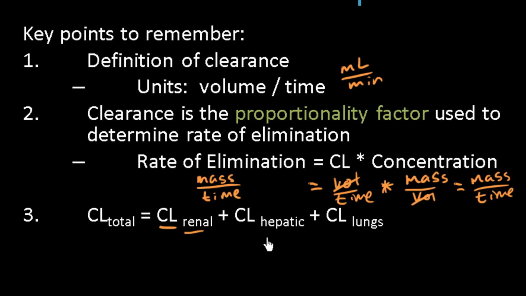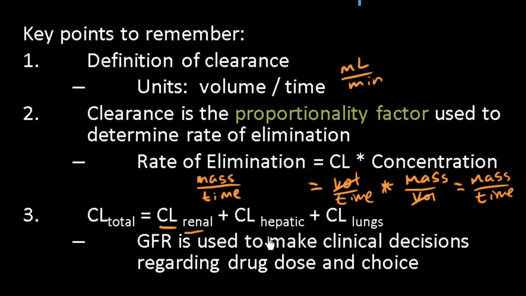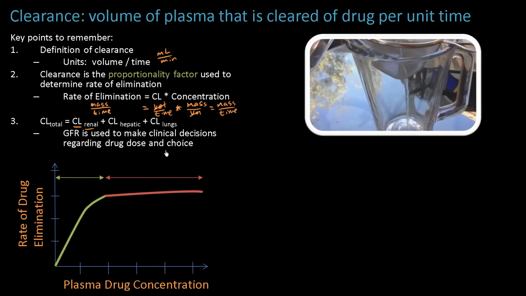And so if we think about what's going on at the kidney, we have our glomerulus, which is filtering our blood of drug, and we excrete it. So that is how we estimate clearance clinically. We use the glomerular filtration rate, the GFR. And the GFR is used to make clinical decisions regarding drug dosages and drug choice. And this is a good thing because we can easily estimate the GFR, and if we have less renal clearance, we might want to give less drug to avoid the buildup of metabolites, or we might want to give a drug that might be cleared via the liver. So, important points to remember.